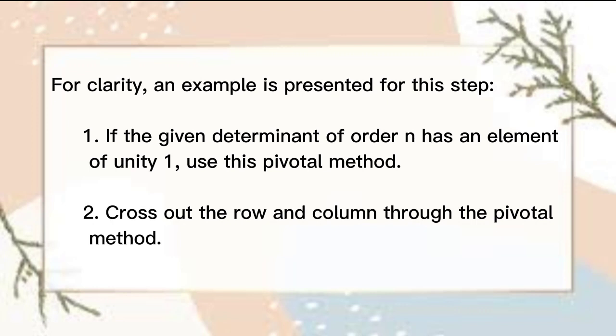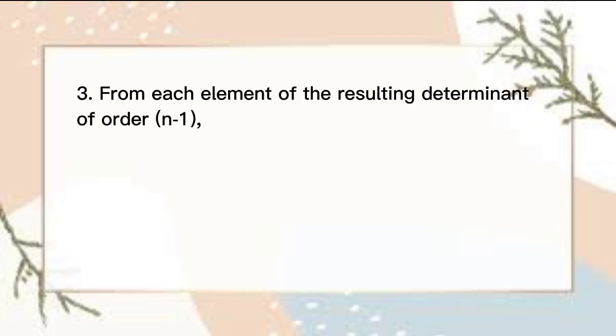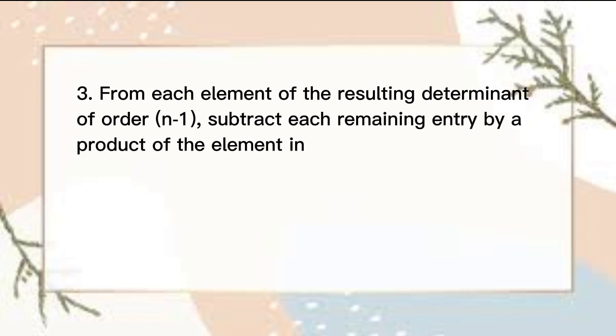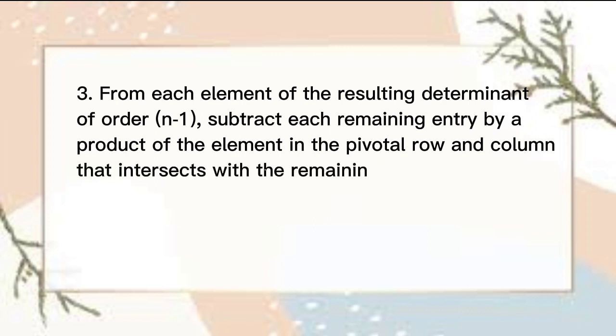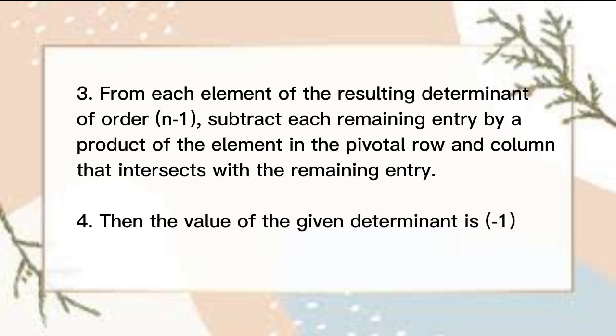First, if the given determinant of order n has an element of unity, 1, use it as the pivotal element. Second, cross out the row and column through the pivotal element. Third, from each element of the resulting determinant of order n minus 1, subtract the product of the elements in the pivotal row and column that intersect with the remaining entry. Fourth, the value of the given determinant is negative 1 raised to i plus j times the value of the new determinant.